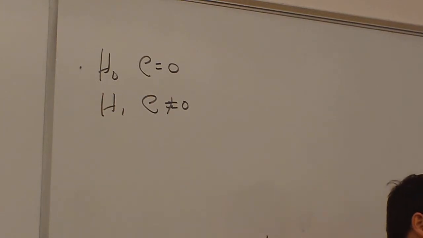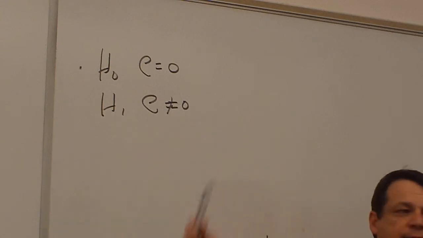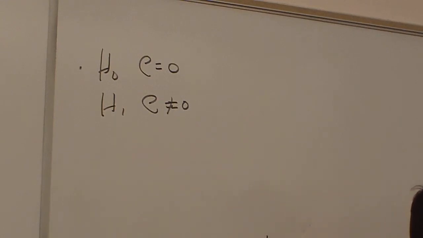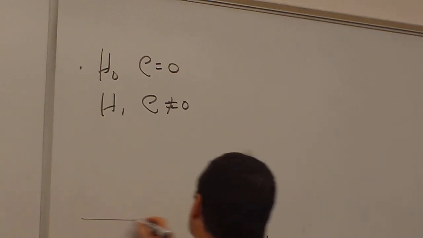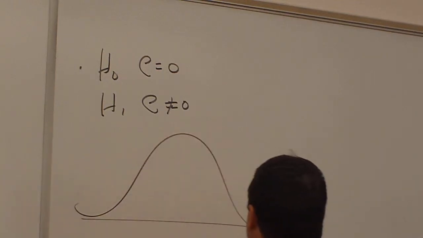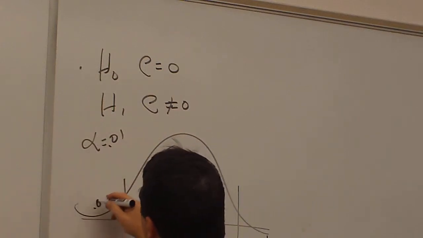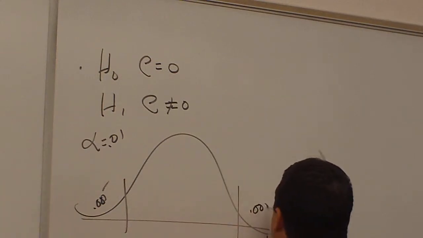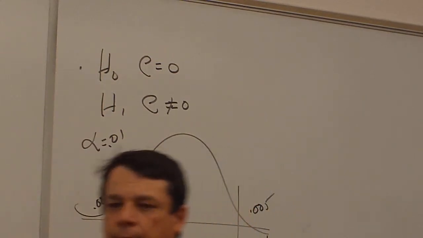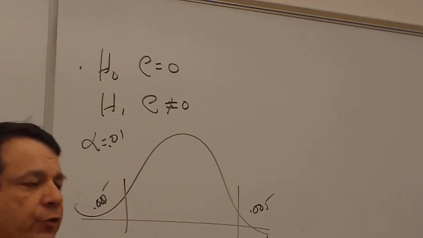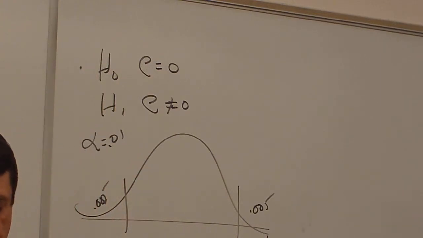Okay, so that's all we test. So if you're asked to do a hypothesis test for correlation coefficient, that's it. Never changes. And what we're testing is whether or not it's equal to 0 or not. Okay? So alpha is 0.01, right? This is 0.005. This is 0.005, right? Always two-tailed. Never changes. Okay?